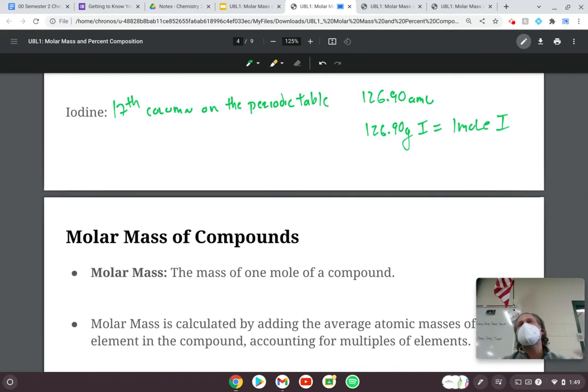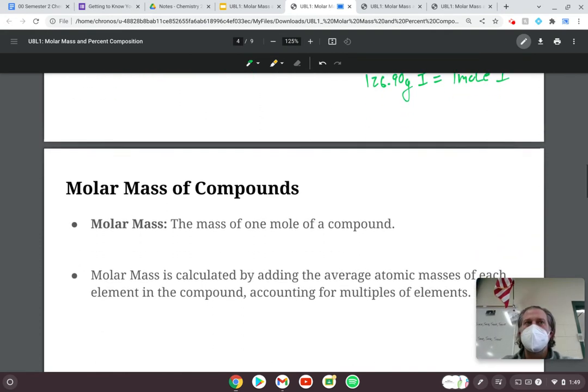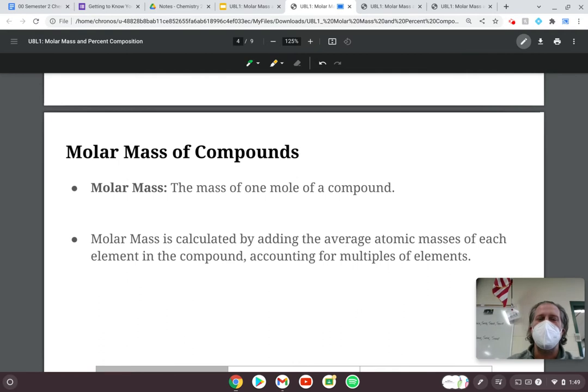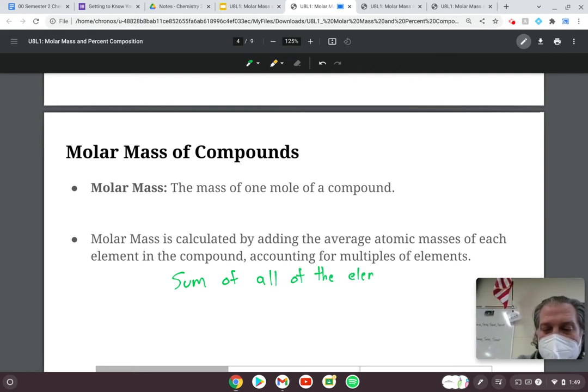The molar mass is simply calculated by adding up the average atomic masses of every element in the compound. And we have to take into consideration that there might be multiples of the same element. Another way to put it would be the molar mass is the sum of all of the elements' masses in a compound.